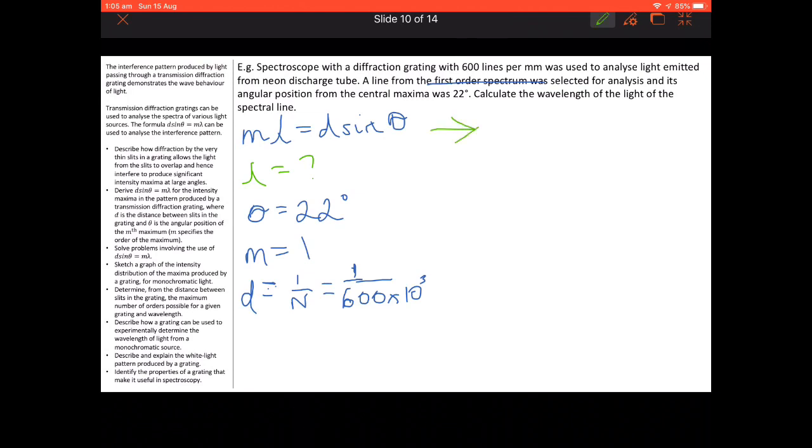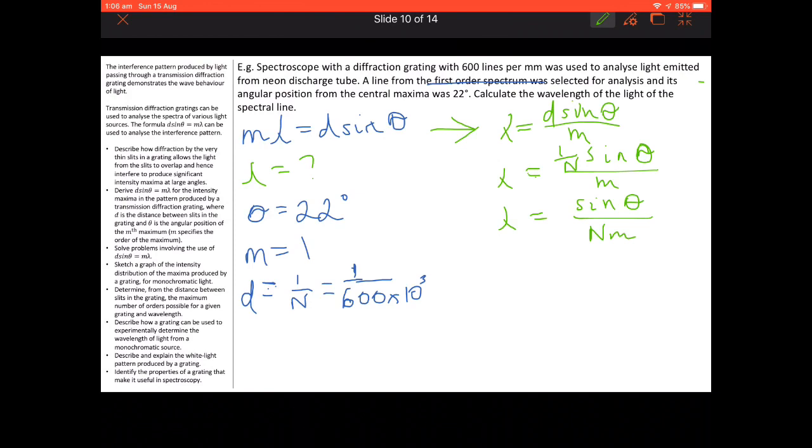So we can rewrite this. Lambda is going to be equal to d sine theta divided by m, and lambda is also equal to 1 on n sine theta divided by m, which will be sine theta over n m, or you could do d sine theta on m, which would be 1 on 600 by 10 to the 3 times sine theta divided by m, which is 1. I'm just going to do it this way, but you can do it multiple ways.